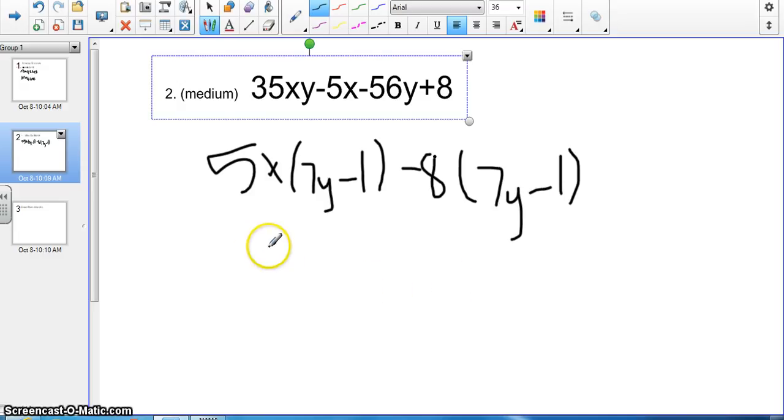And when you combine those, you get 5x minus 8 and 7y minus 1.